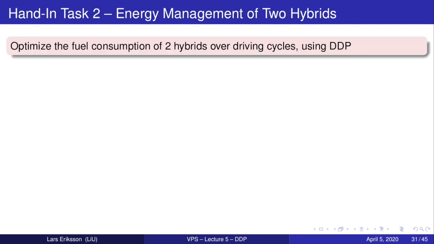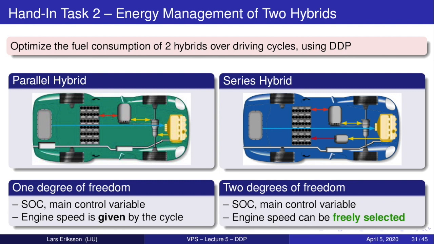The task is to do energy management of two different hybrids. In the energy management, we will optimize the fuel consumption of these two hybrids over different driving cycles using deterministic dynamic programming. The two hybrids will be a parallel hybrid and a series hybrid. The parallel hybrid has 1 degree of freedom, where the state of charge is the main control variable that we're using to control the electric machine so that we can place the engine in favorable operating points. The engine speed in this case is given by the cycle. We don't have the freedom to change the engine speed.